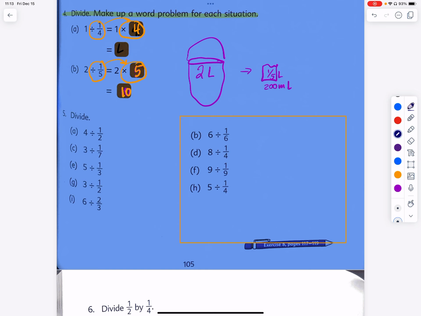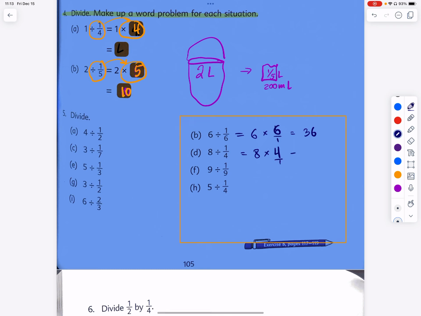All right, so let's go. 6 divided into 1/6 is the same as 6 times 6 ones, which is 36. 8 divided into quarters. How many quarters will we get? Well, it's the same as 8 multiplied by the reciprocal, which is 4 ones. So the answer is 32.